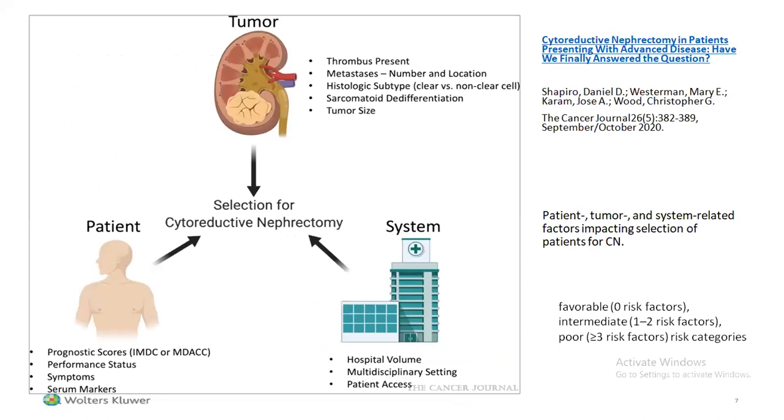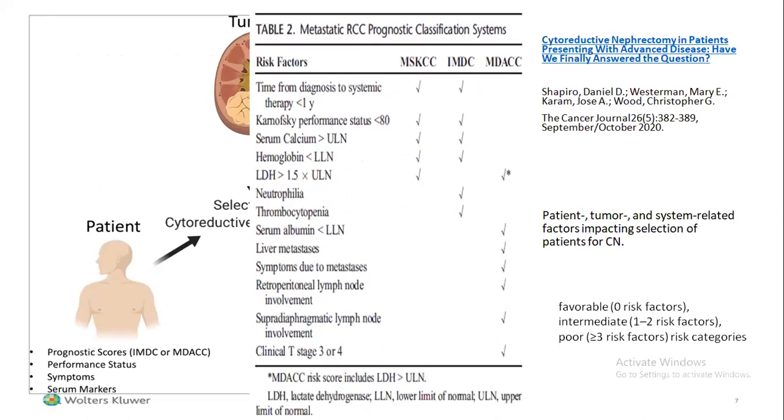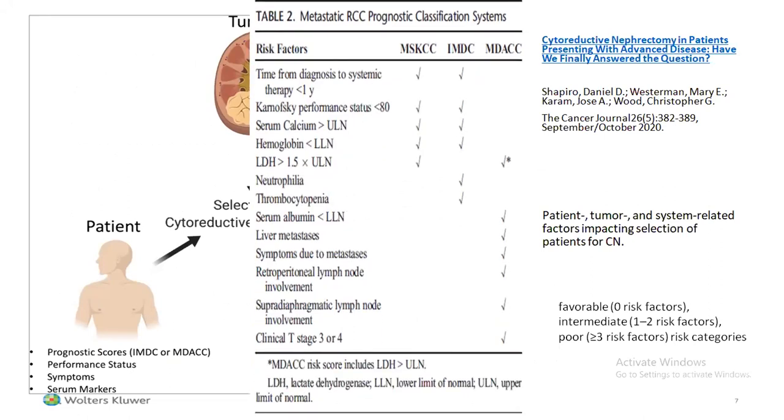So if a patient comes to your clinic with metastatic RCC, you have to select the patient accordingly. There are certain factors, starting from the patient's point of view. We always categorize the patient by the IMDC or MSKCC criteria, the risk factors by which we categorize patients into favorable, intermediate, and poor risk categories. Always remember, when a patient comes to your clinic and you diagnose metastatic RCC, you have to keep three things in mind: the patient, the disease, and the health facility you have available.